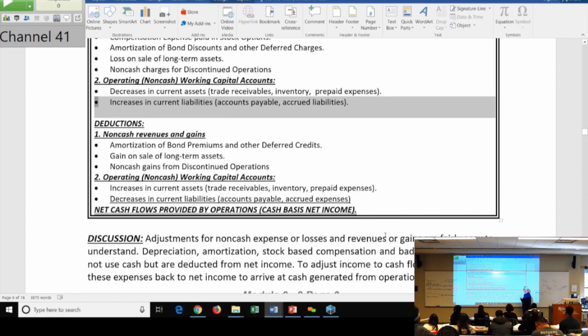Now, on the deduction side, we're not going to do any bonds this semester. We'll talk about gains on long-term assets. What about a recovery on a remeasurement of a discontinued operation? That did not provide cash, so you subtract it. Any gains that don't provide cash get subtracted from income. And then, increase in accounts receivable: sales you did not collect, subtract it. You've got sales revenue, but you don't have cash.